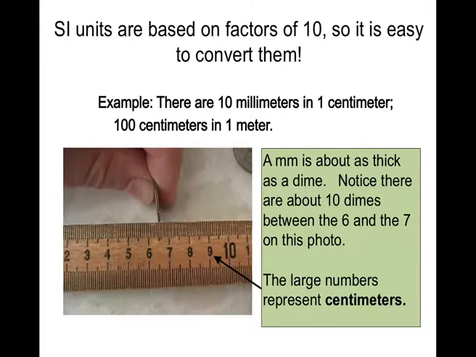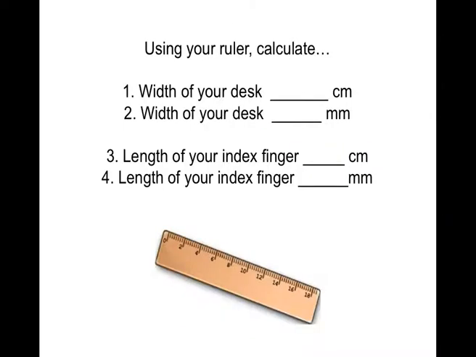A millimeter is about the thickness of a dime, or about the thickness of your nail. There are 10 millimeters in a centimeter, and a centimeter is about the thickness of your pinky finger. So if you have a ruler at home that has centimeters, go ahead and see if you can measure some of these using the meter and the centimeters.